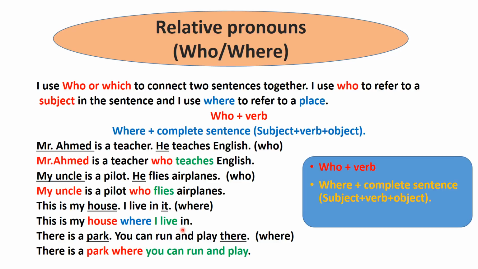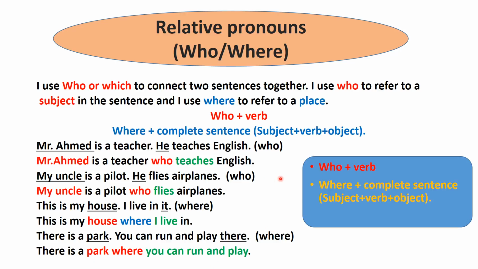Live in. Another example. There is a park. You can run and play there. So where is the place? Park. And there refers to what? To the park. So the first sentence will be the same. There is a park. Connect with where. A complete sentence: where you can run and play. I will not write there. Why, miss? Because there refers to the park. There is a park where you can run and play.